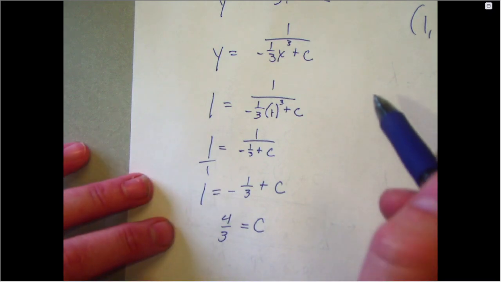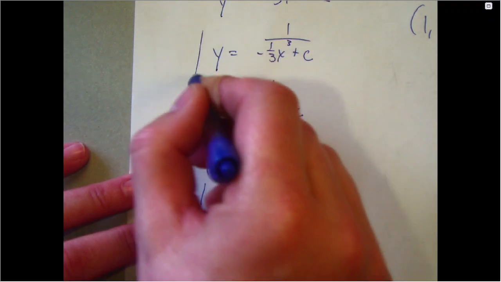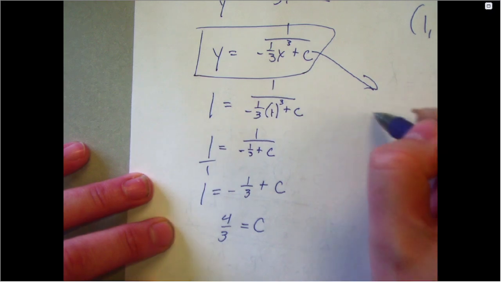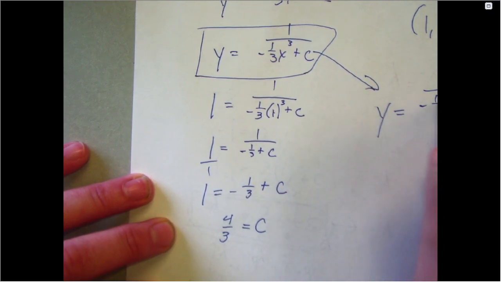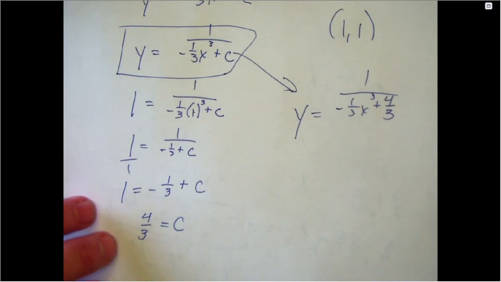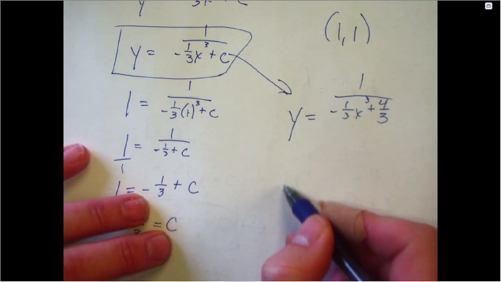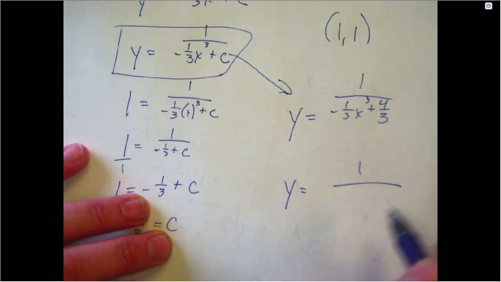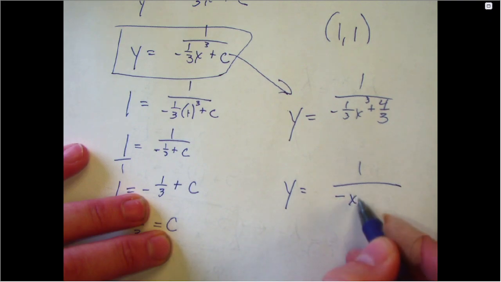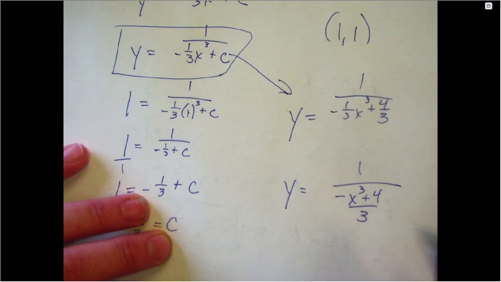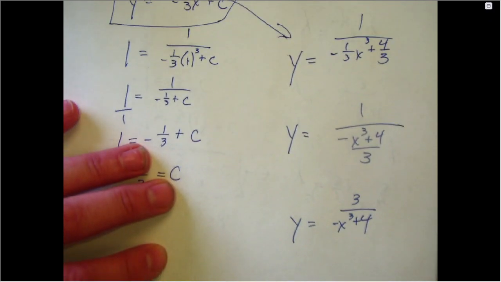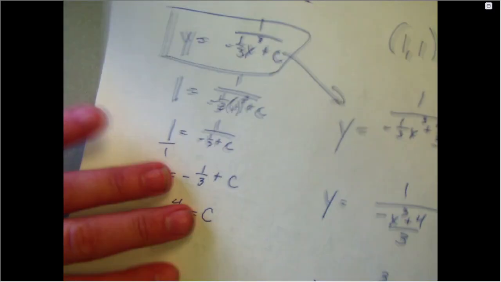So now if I go back up to here and plug in c, I would get that, which, if you really want to make sure they're the same, this is like negative x to the third plus 4 over 3. And then you don't divide fractions, you multiply by the reciprocal. So you would end up with this, which I think is what we had on the other page. It is.